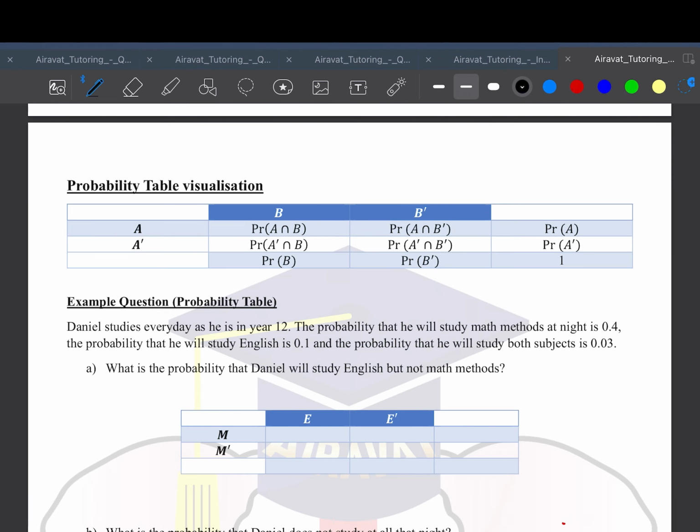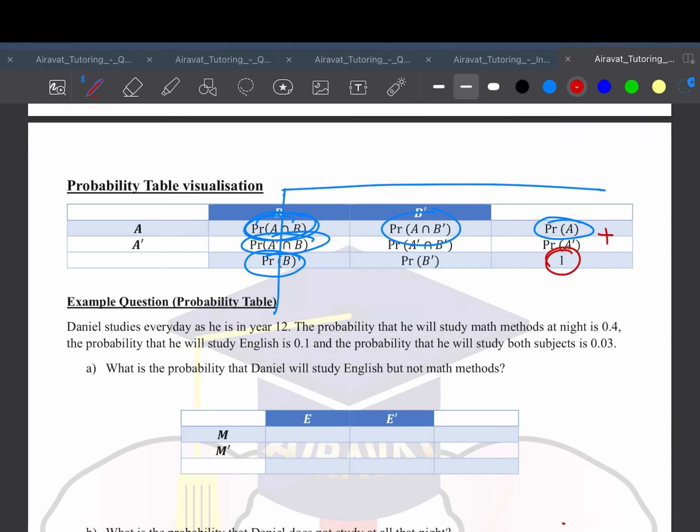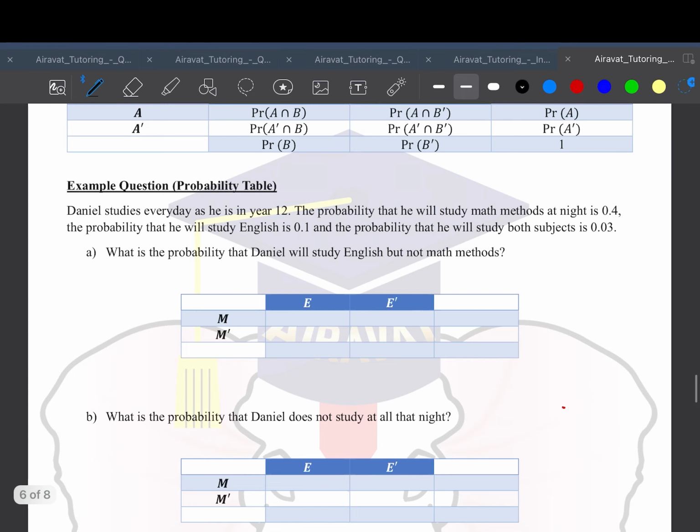Now one other thing that is relevant in this table is that when you add these two values up, you will get the probability of A, and when you add these two values up, you'll get the probability of B. So you can add horizontally and you can also add vertically, but you cannot add diagonally. That's not how it works. But make sure that all your probabilities add up to 1. So Pr(A) plus Pr(A') equals 1, Pr(B) plus Pr(B') equals 1, and so on and so forth. So that's the basic gist of the Karnaugh map, and let's quickly do a question on that.